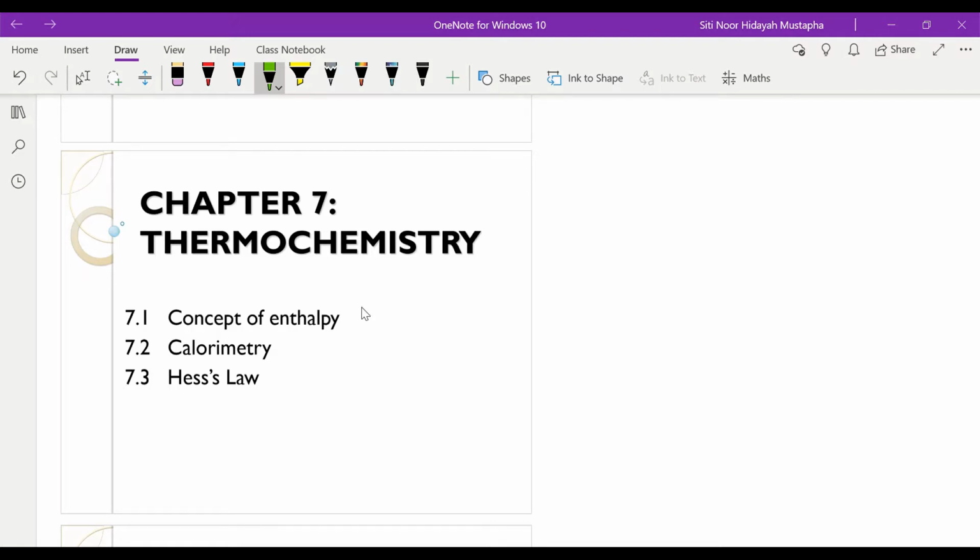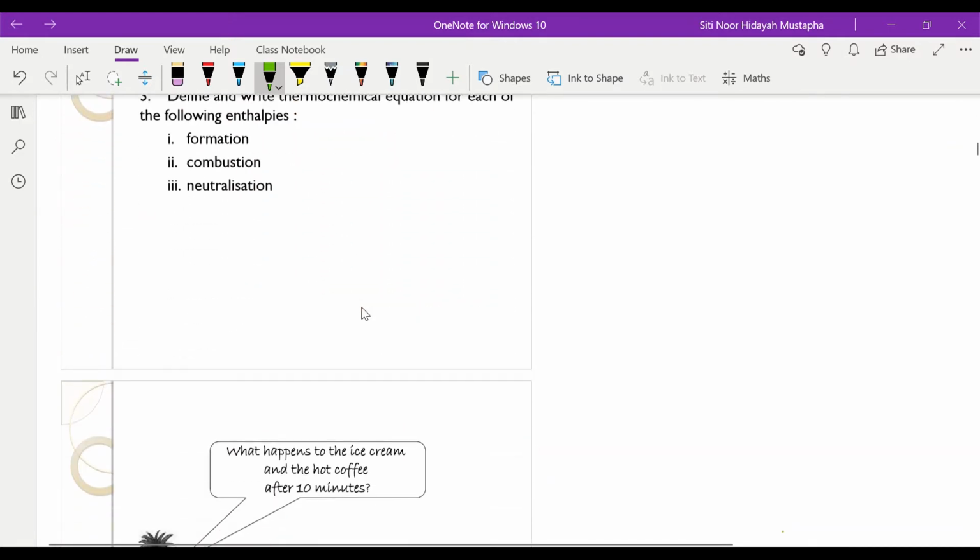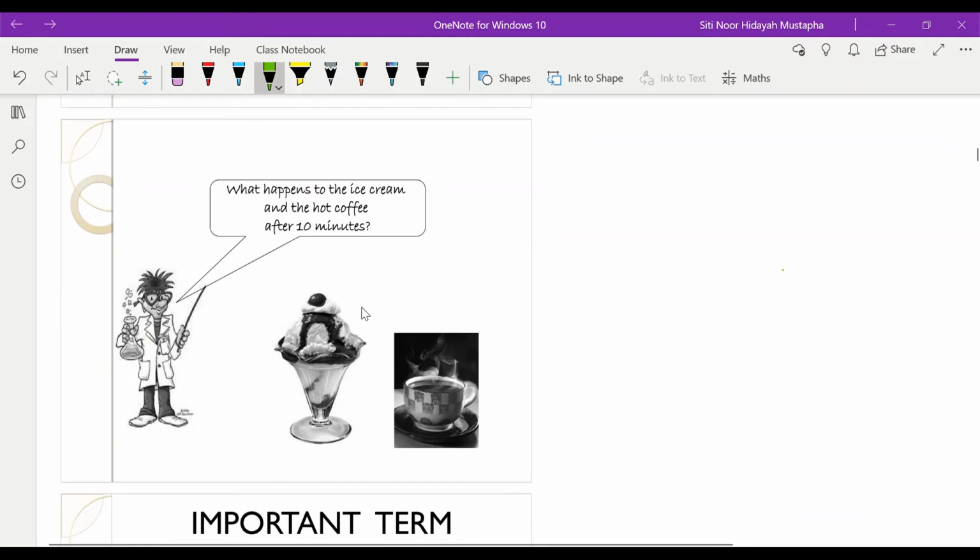Alright, without further ado, let's understand what thermochemistry is. When we talk about thermochemistry, it's basically focused on heat, and how energy in terms of heat will be reflected in your system when you have a chemical reaction.